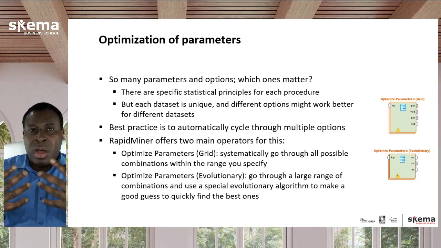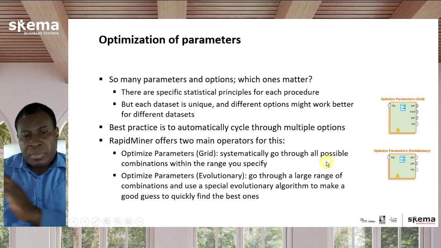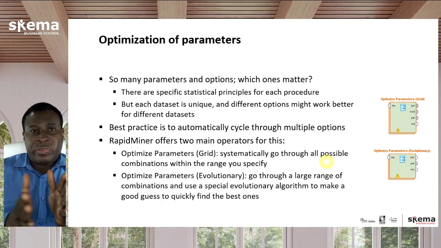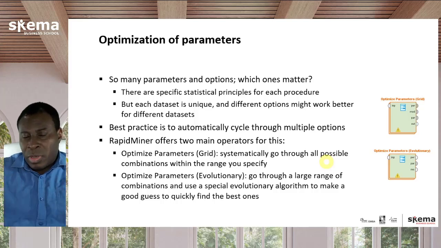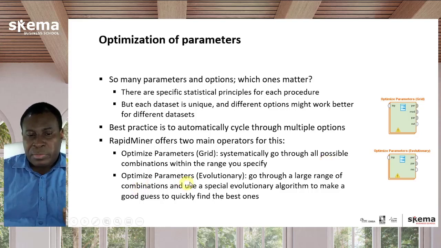So this is called the optimization of parameters, or hyperparameter optimization. And RapidMiner offers two main operators to do this. One is optimize parameters grid, which systematically goes through all the possible combinations within the ranges that you specify. So for instance, you might say try depths of trees from 5 to 50, one depth after another, run over and over again.